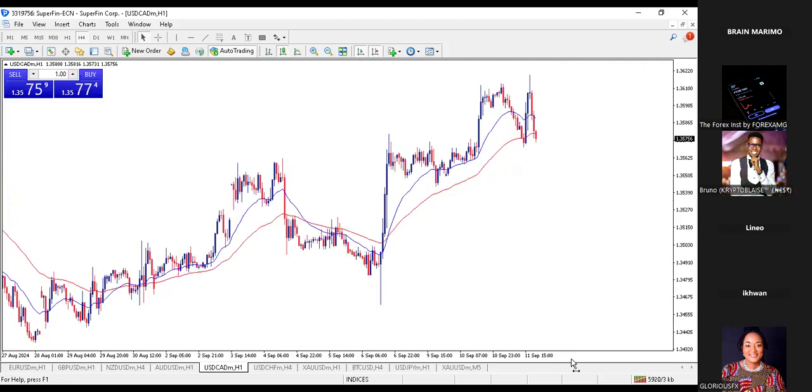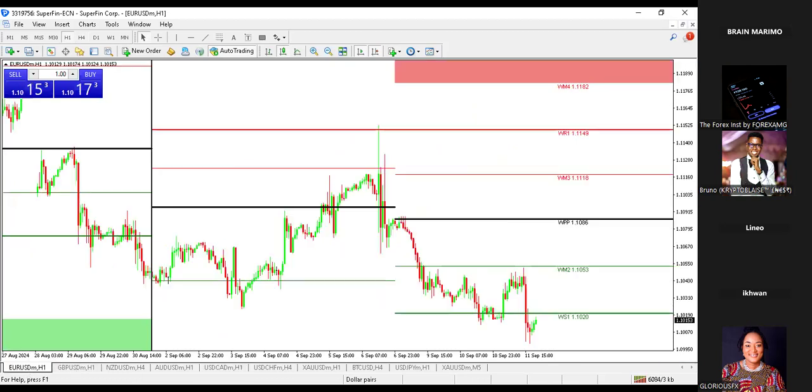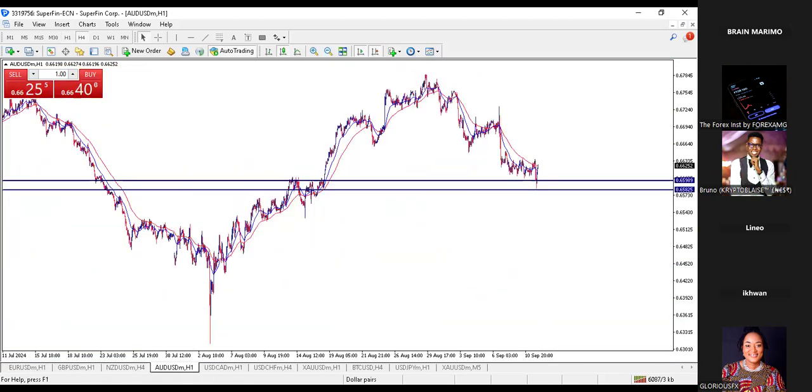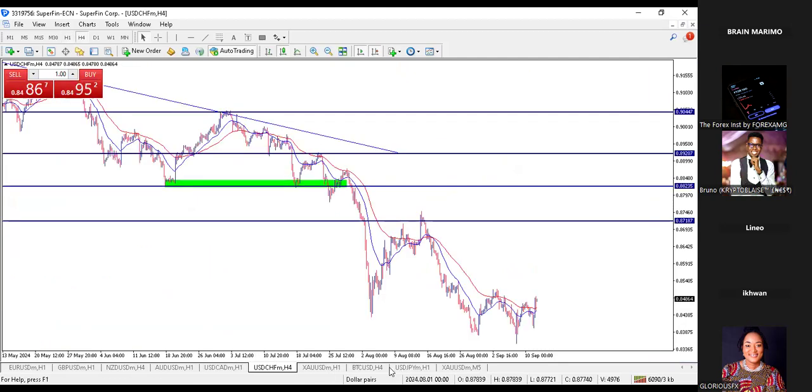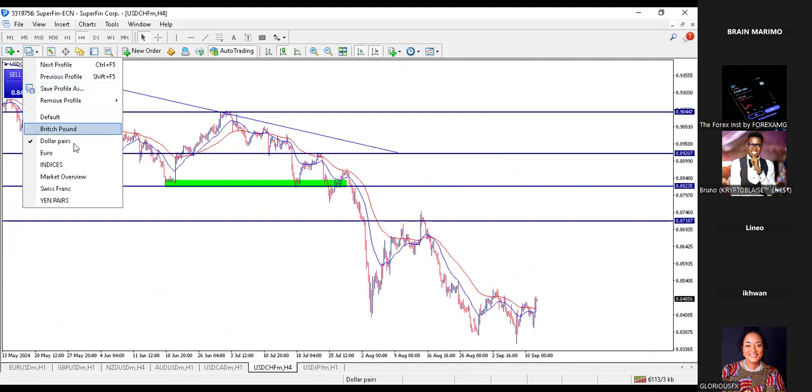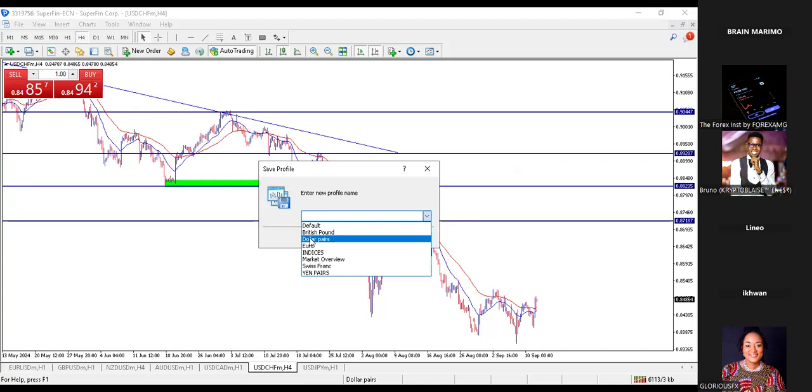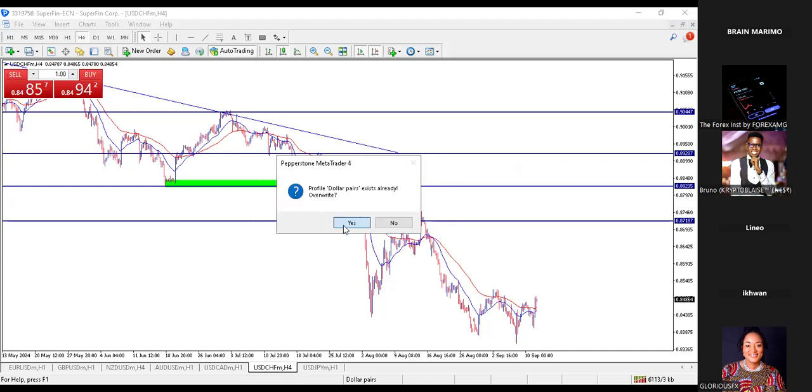So for my dollar pairs, I'll only see dollar pairs. As you can see, this one is mixed up. I'm supposed to only see EUR/USD, GBP/USD, NZD/USD, AUD/USD, USD/CHF. These ones here are not supposed to be here. It's just supposed to look like this, right? These are just the dollar pairs under profiles. Is it clear? Yes. Okay. Righty.